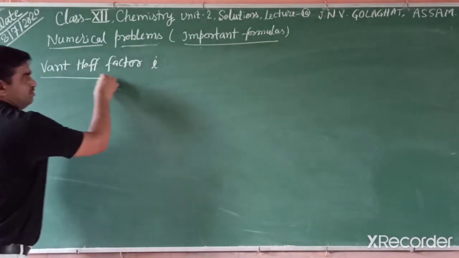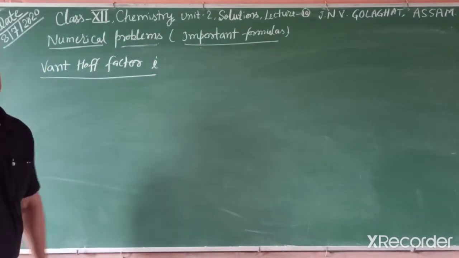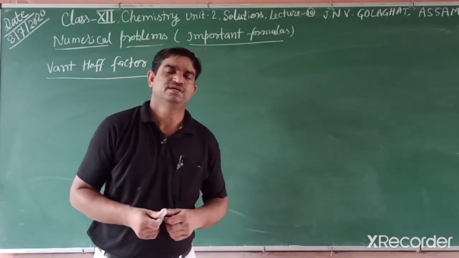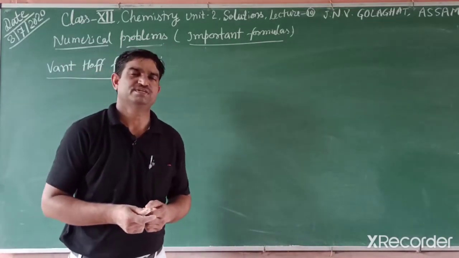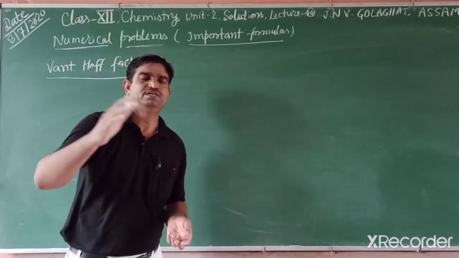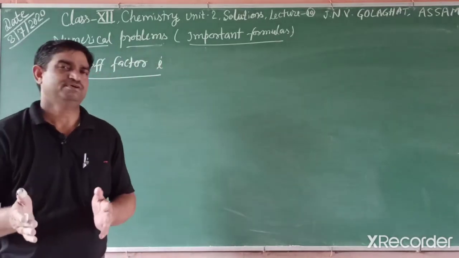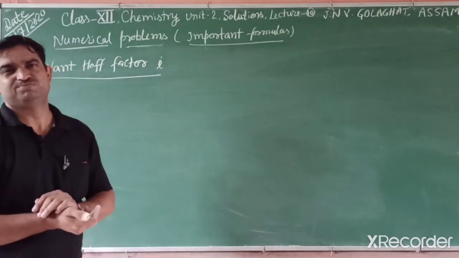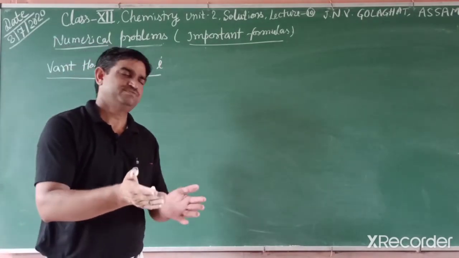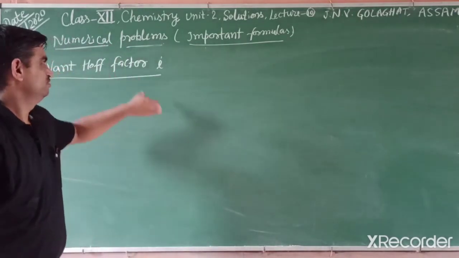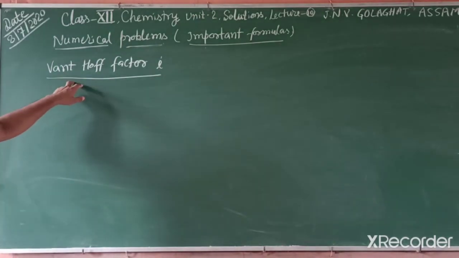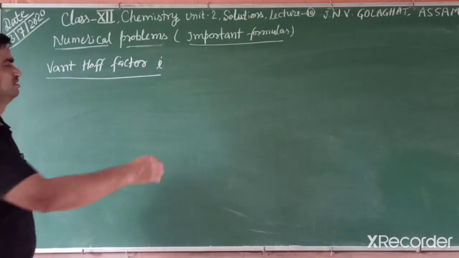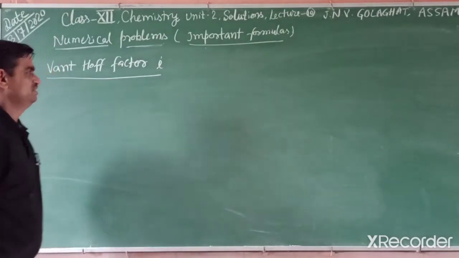The next formula is related to the Van 't Hoff factor i. Students, what is the Van 't Hoff factor? In yesterday's class we discussed it in detail. When we dissolve any solute in a solvent, if it either dissociates or associates, then when we find its molar mass from the colligative property, that is not exact. Either the value is lower or higher. So a scientist in 1880 introduced a factor known as the Van 't Hoff factor, and so all the colligative properties will change.